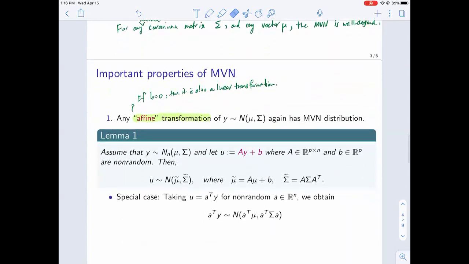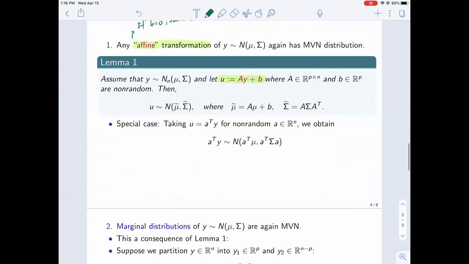And then if you go back to our previous discussions, you can compute the mean and the covariance matrix of this. So the mean is just going to be A mu plus b, and the covariance is just going to be A sigma A transpose. Okay, so why is that? So mu tilde is the expectation of u, which is the expectation of A y plus b.